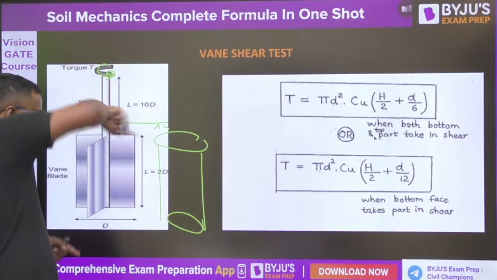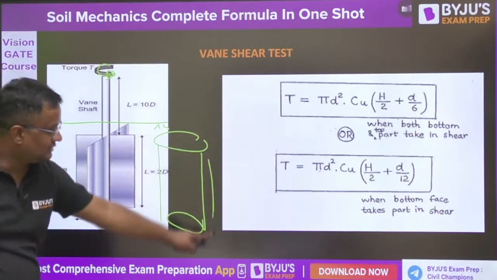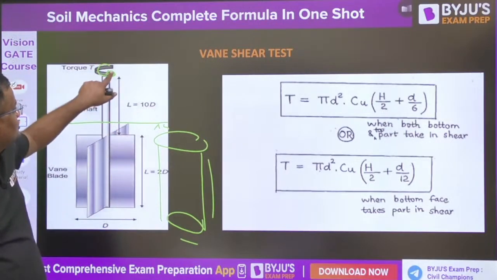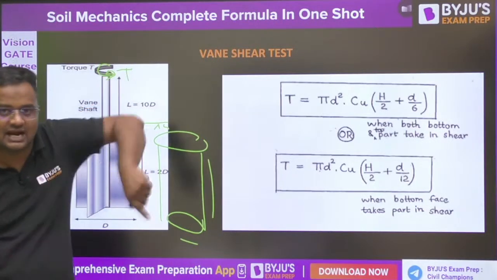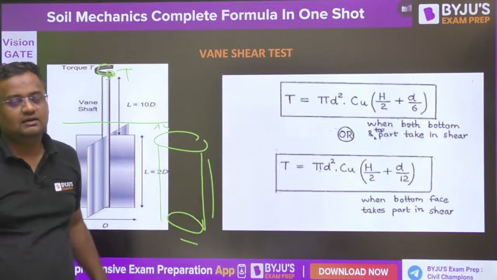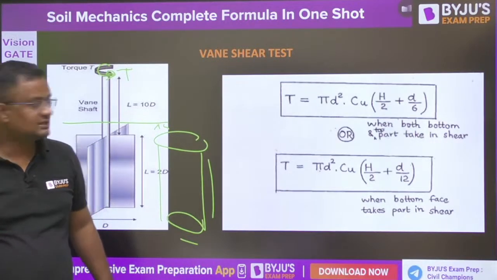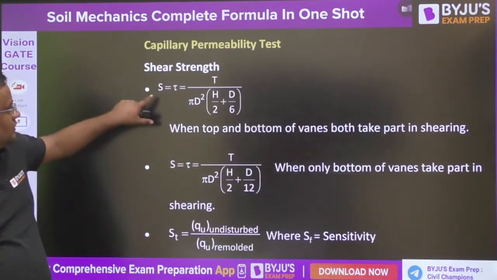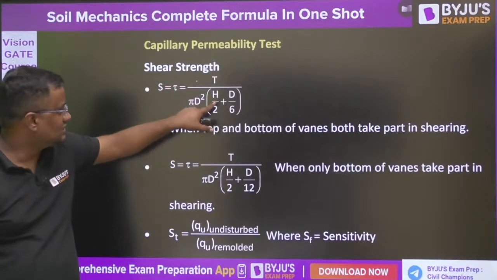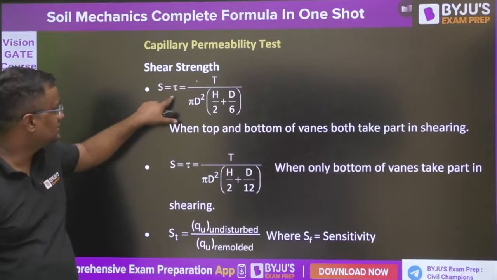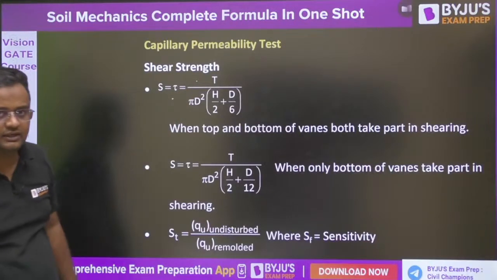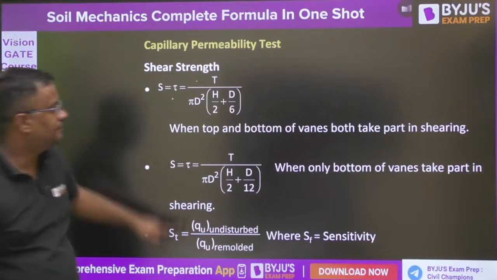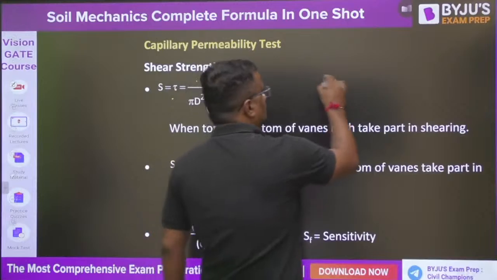When this rotates like this, it will make this kind of area. So length L, diameter D. T is noted at how much torque it starts rotating, because of course soil will be resisting. At how much torque it starts rotating, and for the T value and D and H we know, we can find the shear strength. Shear strength is, guys, this, of course not going into the derivation. This is when top and bottom are both below.